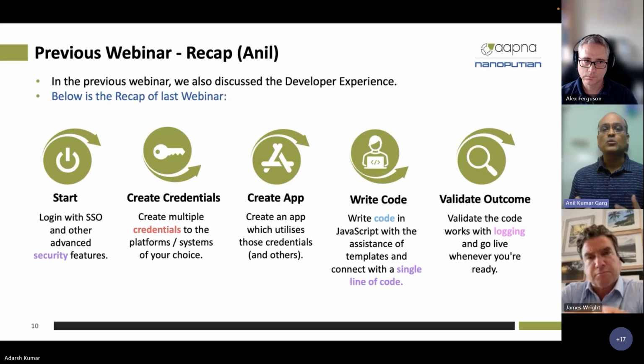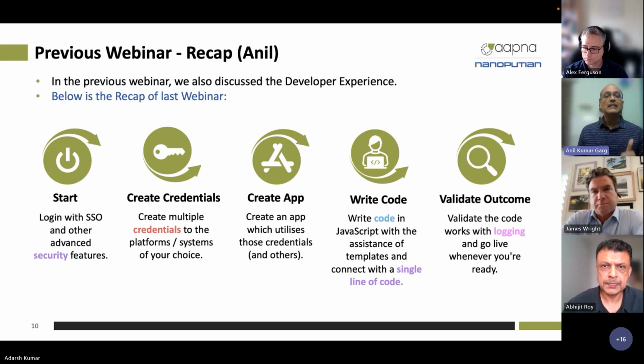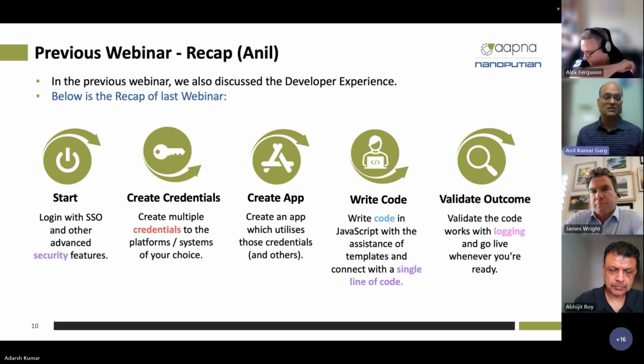We also guided you through the 5-step process for seamless system integration with NanoConnect. First, sign up and log into Nano. Second, configure your credentials. Third, set up your applications. Fourth, write code using the simplicity of JavaScript. Fifth, validate the integration and review the logs.